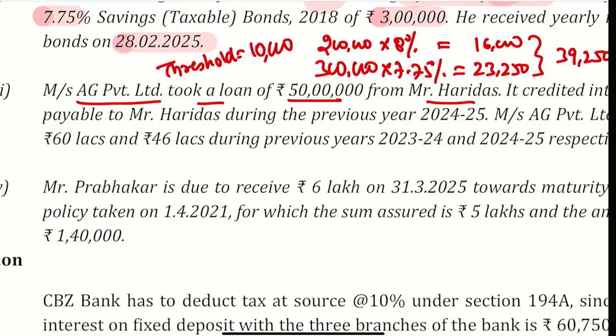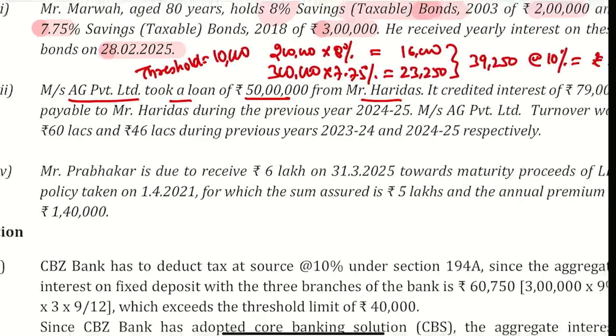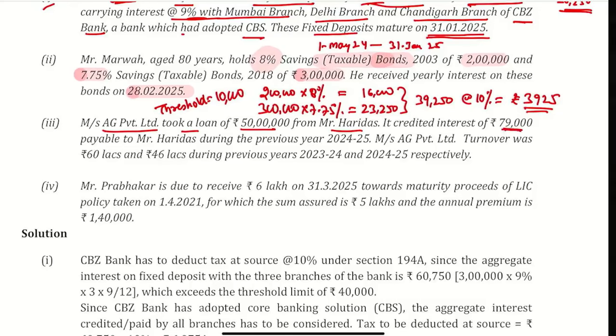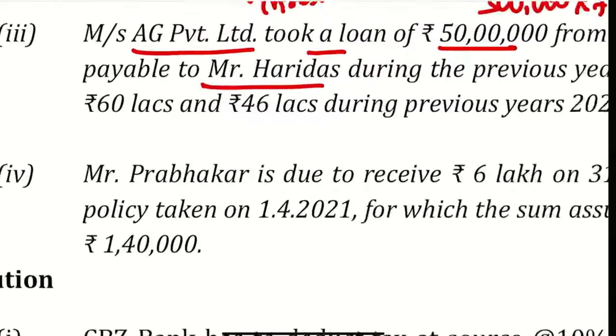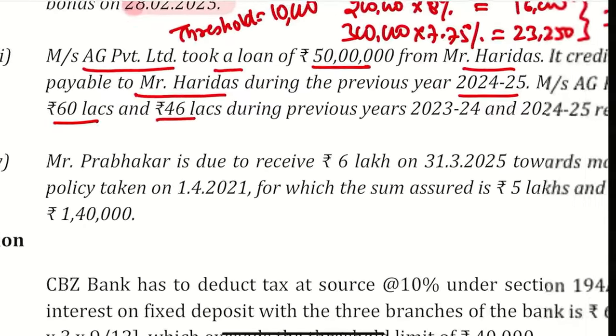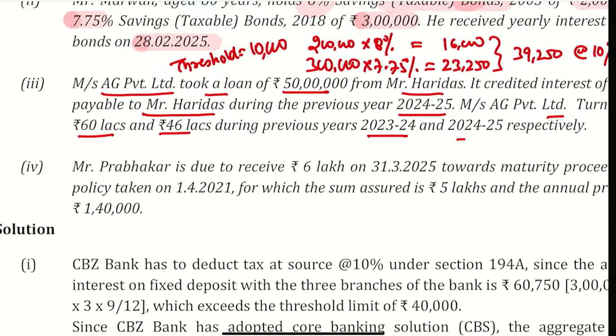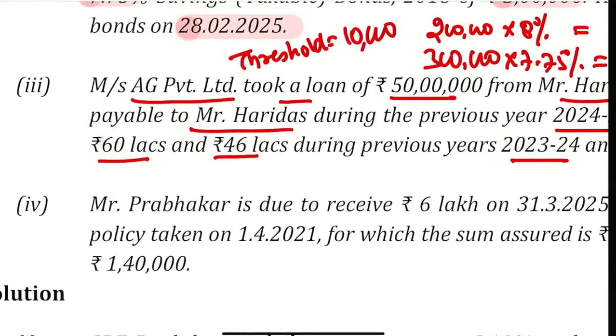In that case, TDS would not be applicable. But here they are paying interest to Haridas. Here TDS could be applicable. It credited interest of 79,000 payable to Haridas. During the previous year 24-25, we have given interest of 79,000 to him. AG Private Limited turnover was 60 lakh and 46 lakh during the previous year 23-24 and 24-25. Although we are concerned with the turnover of the last year, if we are deducting TDS in previous year 24-25, we will see the turnover of the last year 23-24.